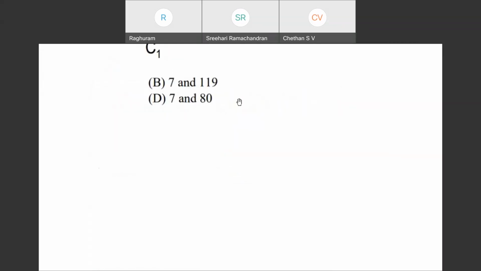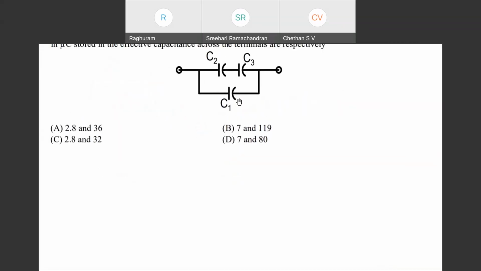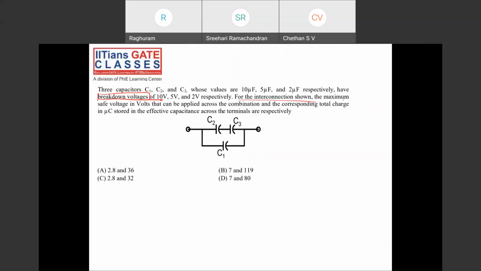For the interconnection shown, the maximum safe voltage in volts that can be applied across the combination and the corresponding total charge in microcoulombs stored in the effective capacitance across the terminals are respectively. I'll give you a minute, try to solve this. This is a very good question. A, B, C, D option.